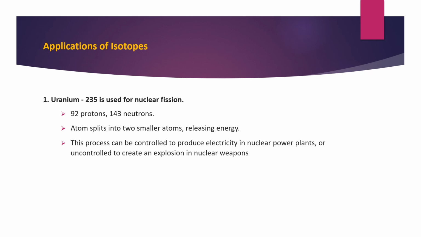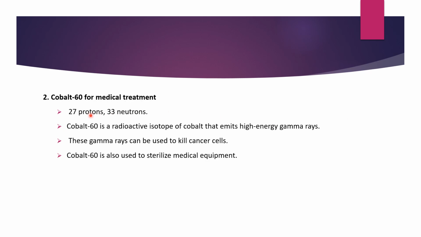So yeah, we'll see the next application, that is cobalt-60. There are many applications in various fields, so I have discussed some of them here. This cobalt-60 isotope is used for medical treatment. And how is it used for medical treatment? See, in every case I have mentioned the number 60, and you get it here, right? 27 plus 33, that is 60. So basically, this is a radioactive isotope.